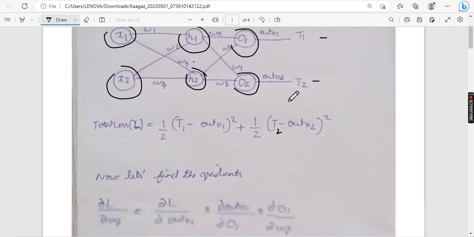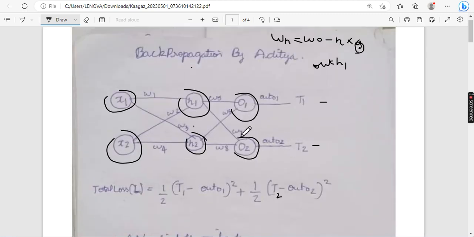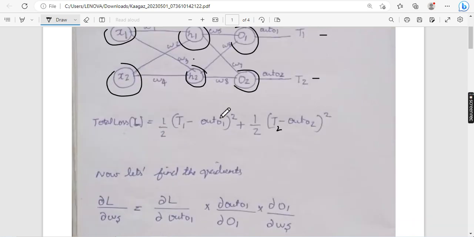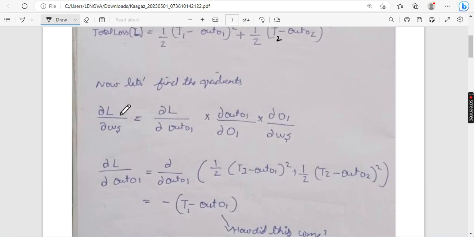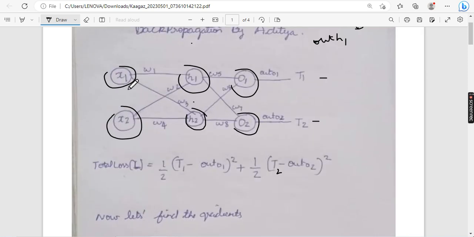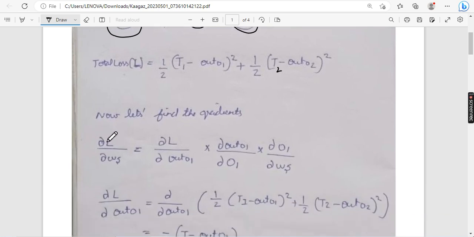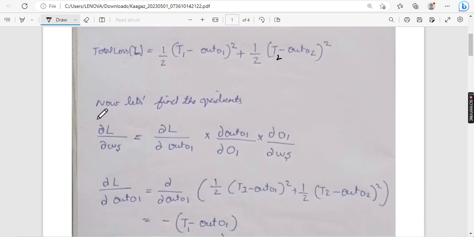So first I'm going to compute the gradients for this layer, which is w5. For w5, I'm going to compute the gradient. So let's see how I can compute the gradient of w5. To compute the gradient, we compute the loss gradient with respect to that particular weight, right? So that's what I've done here. This is the derivative of loss function with respect to the w5.